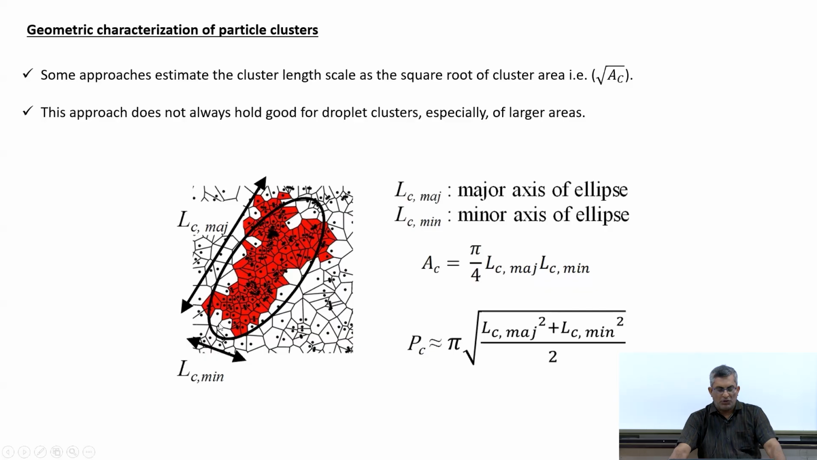So, how do you do that? You know the area as well as the perimeter of this entity. Using that we can calculate the major and minor axis of an equivalent ellipse. That is how you define the length scales, and usually we consider the major axis of the ellipse as the length scale of your cluster. But this approach has another advantage. You can also get an estimate of the anisotropy. You just take the ratio of these two, and that will tell you how anisotropic they are.